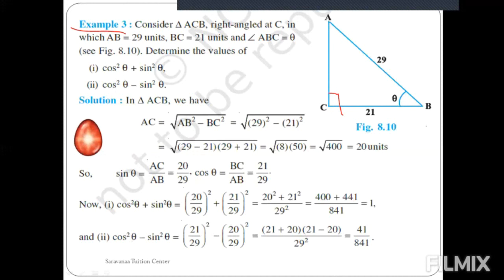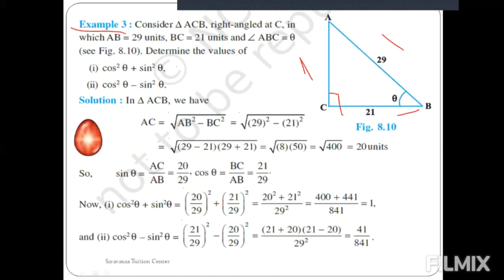According to this theta angle, this is the adjacent, this is the opposite, this is the adjacent, this is the opposite, and this is the hypotenuse. So we need to determine cos square theta plus sin square theta and cos square theta minus sin square theta. In chapter 2, we will be learning about another main formulas.